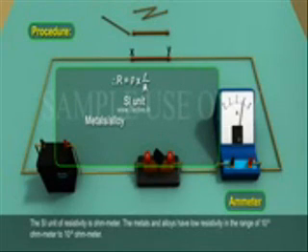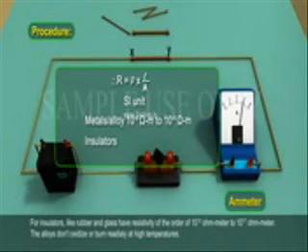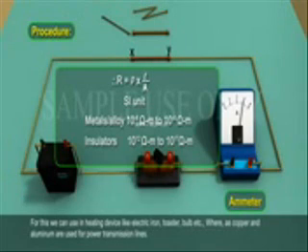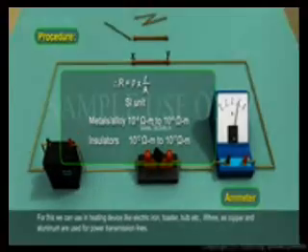The metals and alloys have low resistivity in the range of 10 to the power of minus 8 ohm meter to 10 to the power of minus 6 ohm meter. Insulators like rubber and glass have resistivity of the order of 10 to the power of 12 ohm meter to 10 to the power of 17 ohm meter. The alloys don't oxidize or burn readily at high temperatures. For this, we can use them in heating devices like electric iron, toaster, bulb, etc. Whereas copper and aluminium are used for power transmission lines.